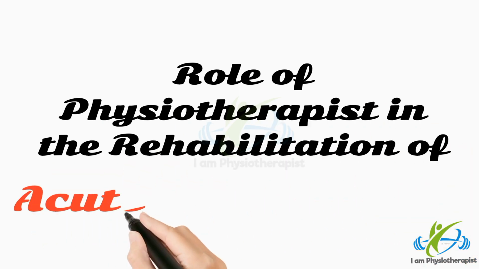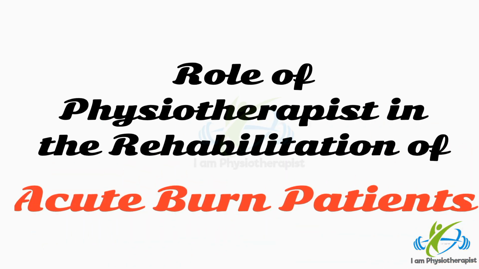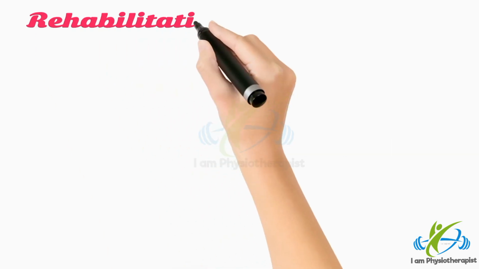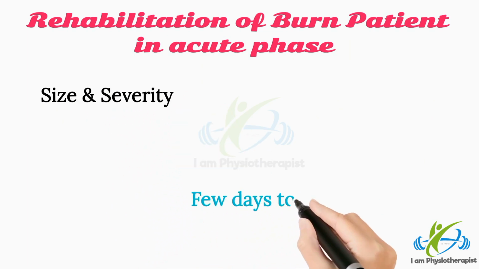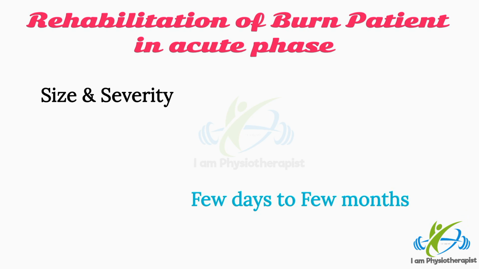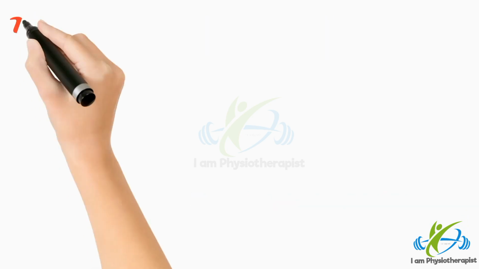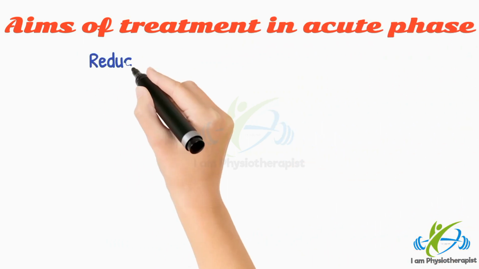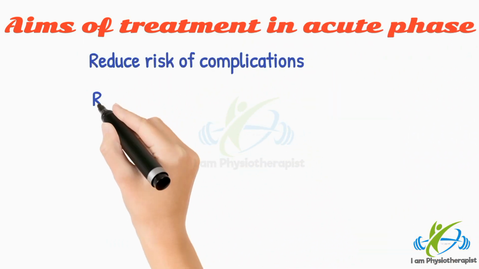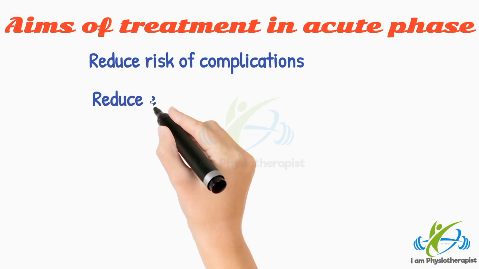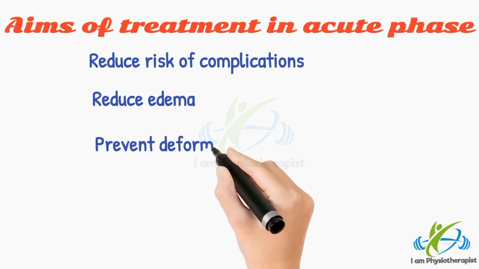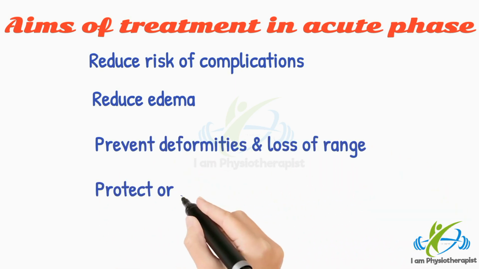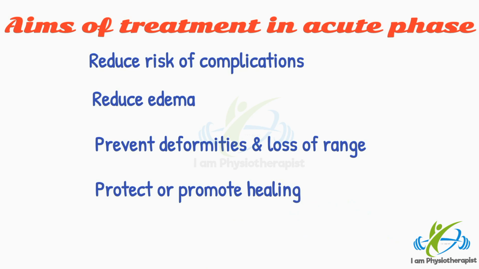Role of the physiotherapist in the rehabilitation of acute burn patient. Depending on the size and the severity of the injury, this stage may last from a few days to a few months. Aims of treatment include reduce risk of complications, reduce edema, particularly where it poses a risk for impinging on peripheral circulation or airways, and predisposition to contractures. Prevent deformities and loss of range. Protect or promote healing.